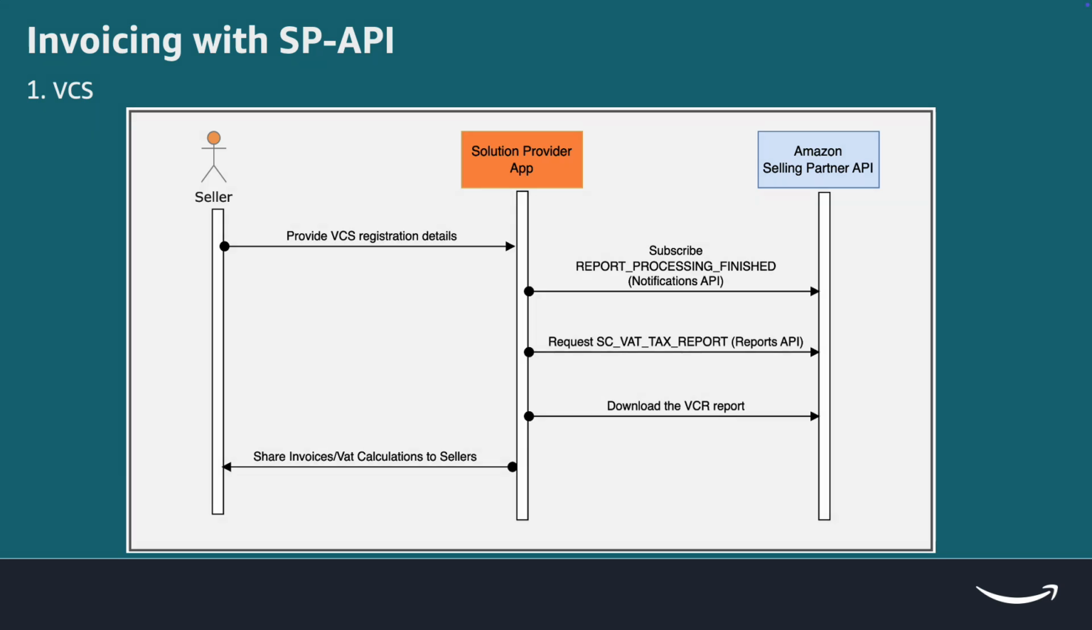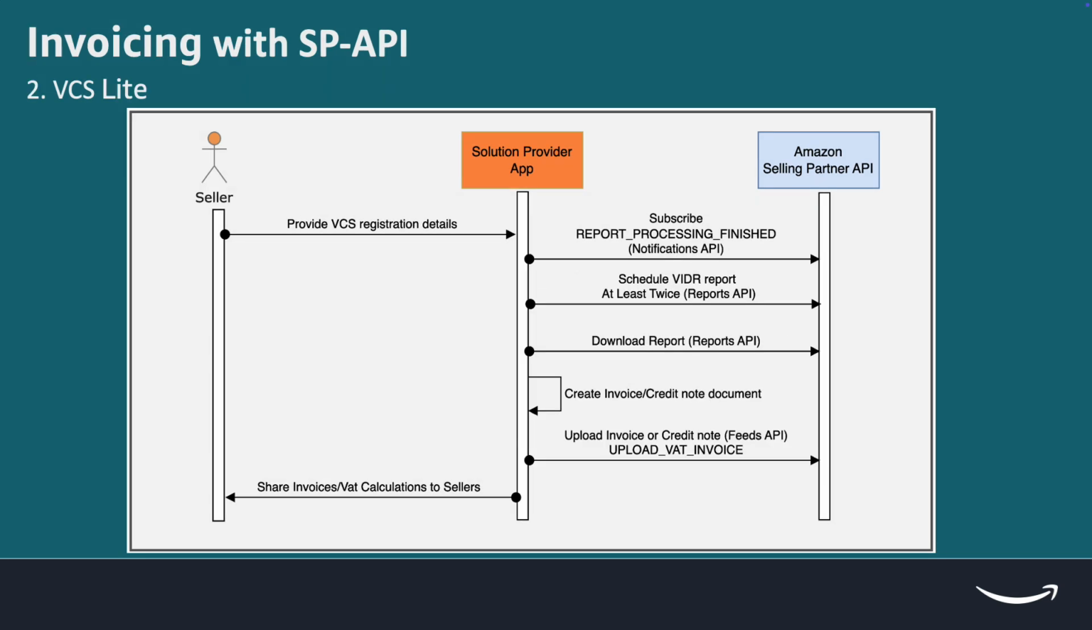The next option is when sellers enroll in VCS Lite. The approach is similar in that the selling partner provides the SPAPI application with their VCS registration details. The Notifications API and Reports API are used similarly as well. However, with VCS Lite, a different report is provided. That is the VIDR report, standing for VAT Invoicing Data Report.